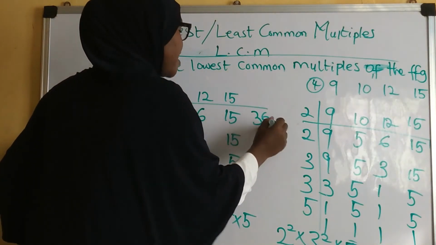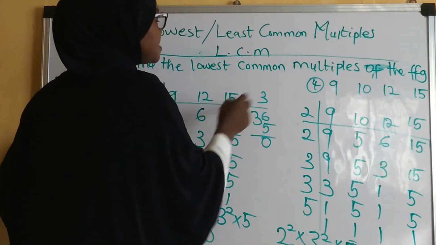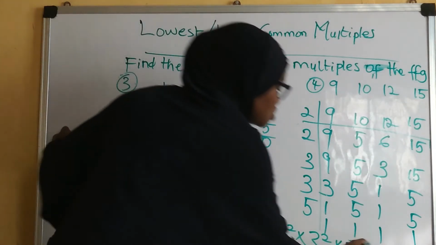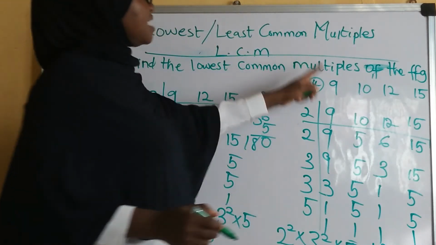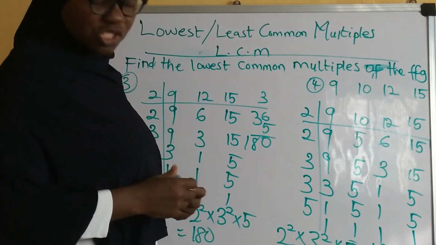36 times 5. 5 times 6 is 30, I have 3. 5 times 3 is 15 plus 3, that's 18. So also this one gives 180. So the LCM of this also is 180.